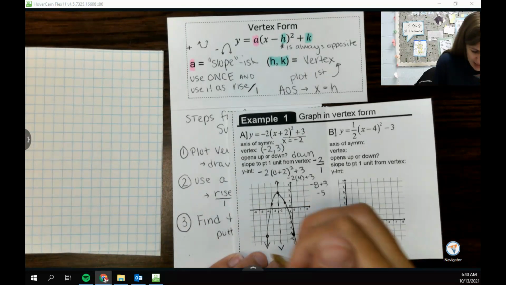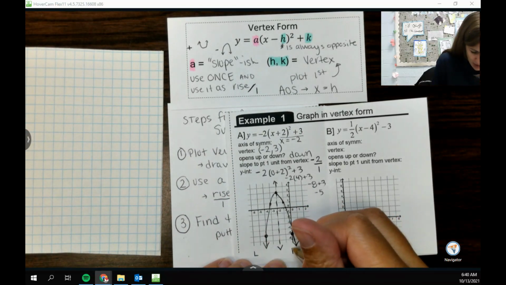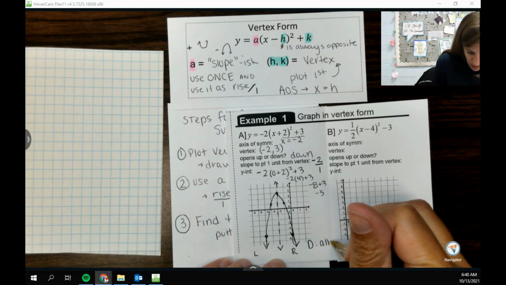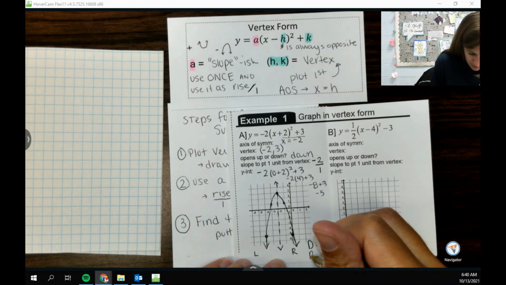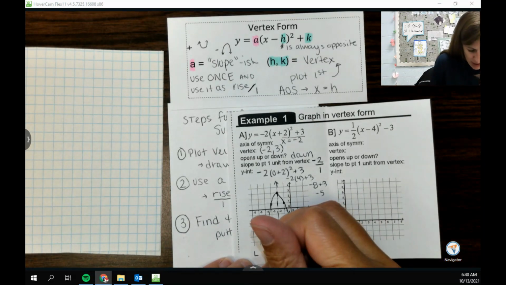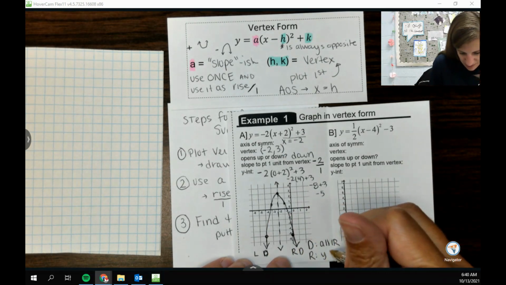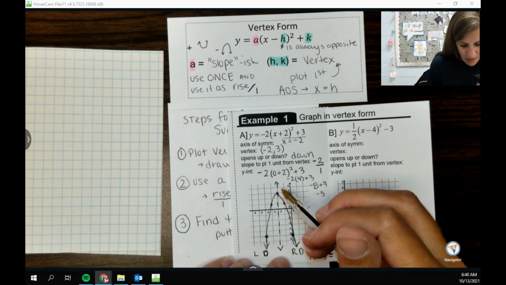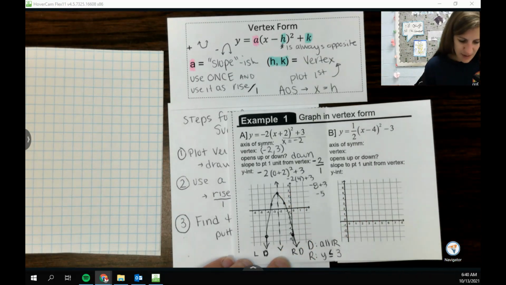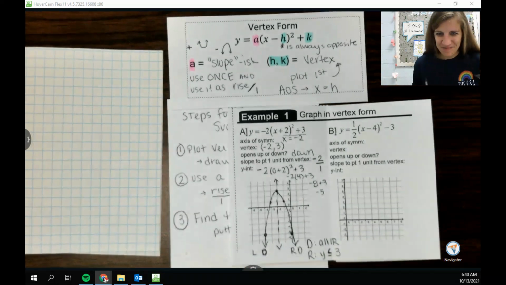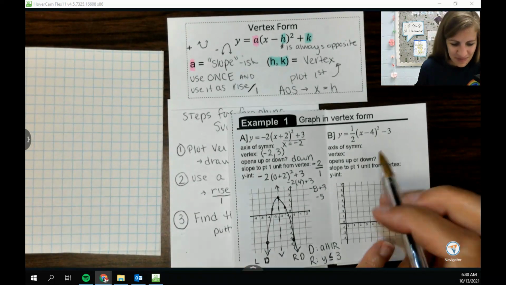If we think about domain and range: the domain, this graph is pointing left and right, so all real numbers. The range, however, this graph is pointing down, and so the range is going to be y is less than or equal to however high it got, which is 3. Cute.